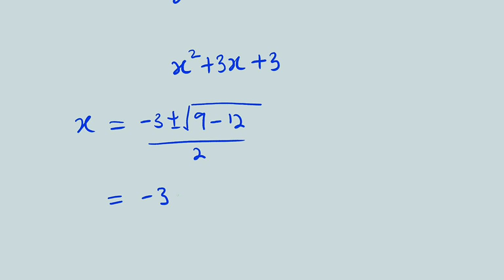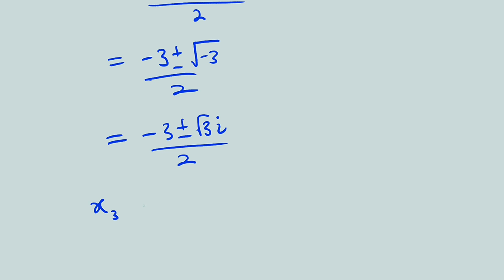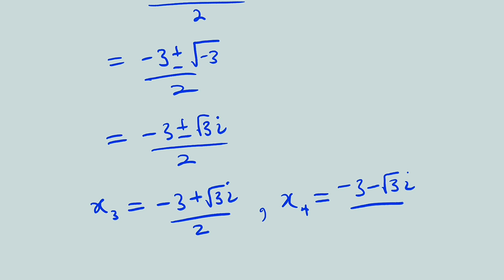This is equal to negative 3 plus or minus the square root of 9 minus 12, which is negative 3. So we have negative 3 here. Divide by 2. And finally, you can see this is equal to minus 3 plus or minus root of 3i, divided by 2. So this is a complex root. x3 is equal to negative 3 plus root of 3i divided by 2, and x4 equal to negative 3 minus root of 3i divided by 2.